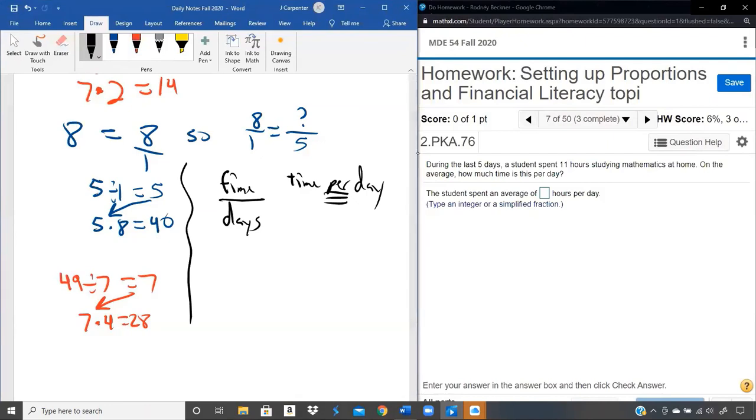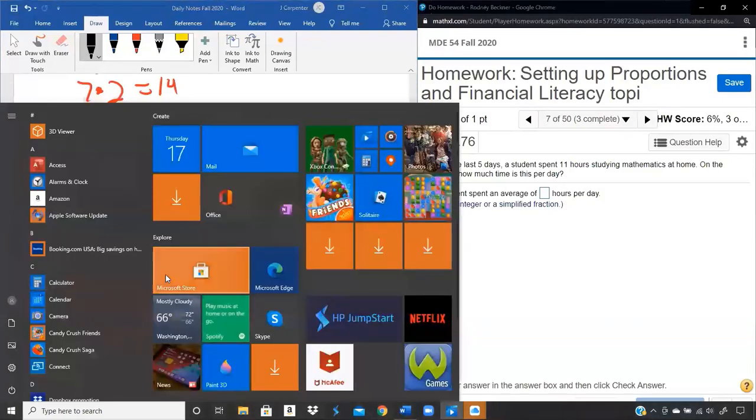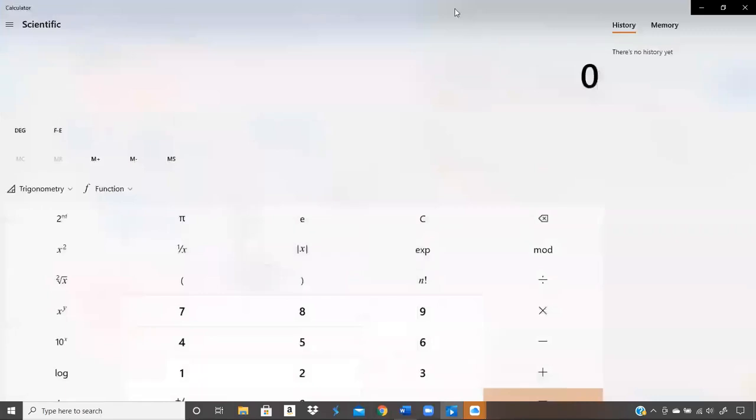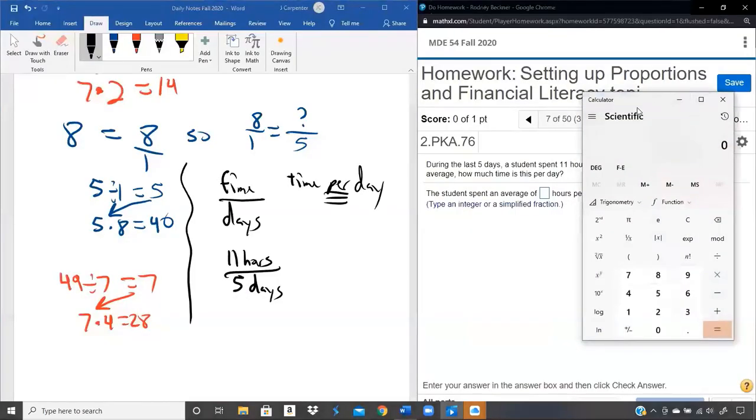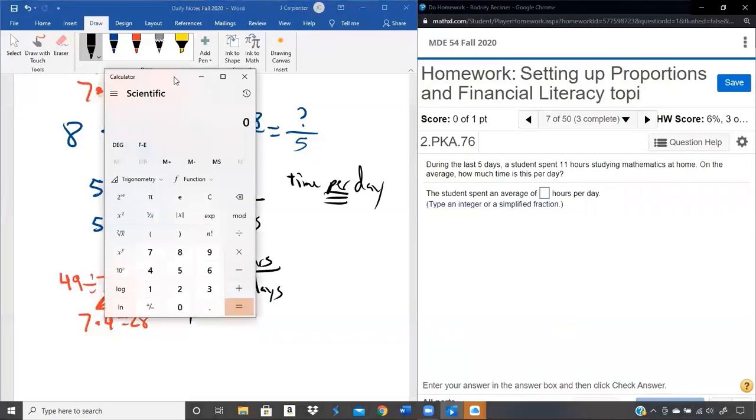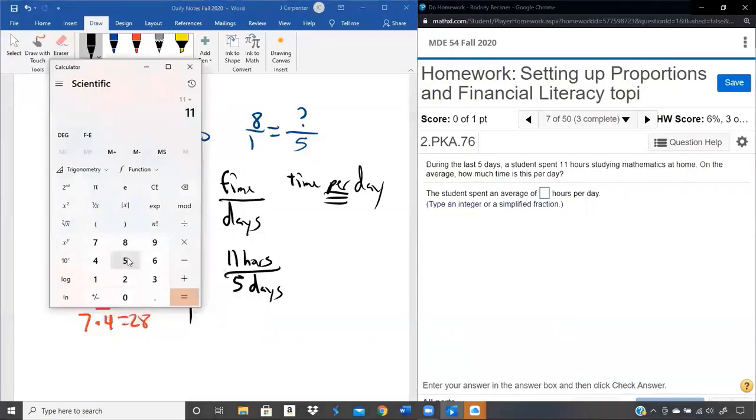So all we're doing is just dividing the 11 hours, and notice I'm using my units in this. This is going to be a common theme in the Math 154 class coming up, especially once we hit chapter 3. Divided by the number of days, which is 5 days. Then we can pull up a calculator if we like, since they say to type an integer or simplified fraction. I'm going to do this wrong probably, intentionally. All right, so we can just do 11 divided by 5, and let's see if this will give us what we want, 2.2.